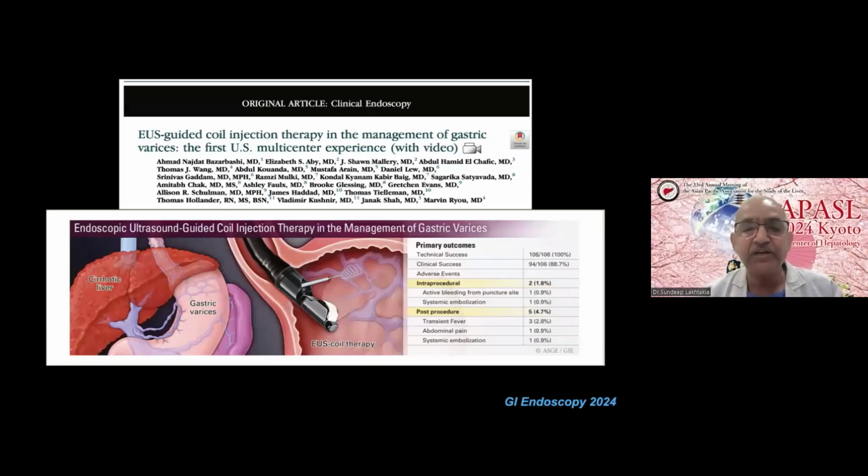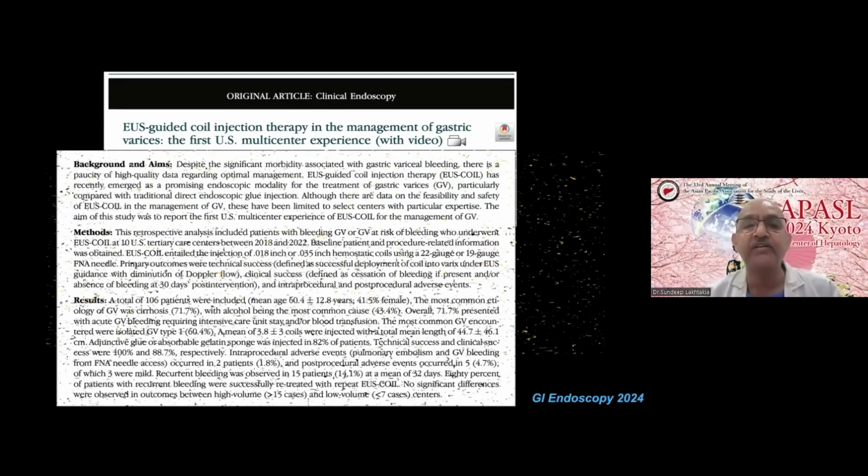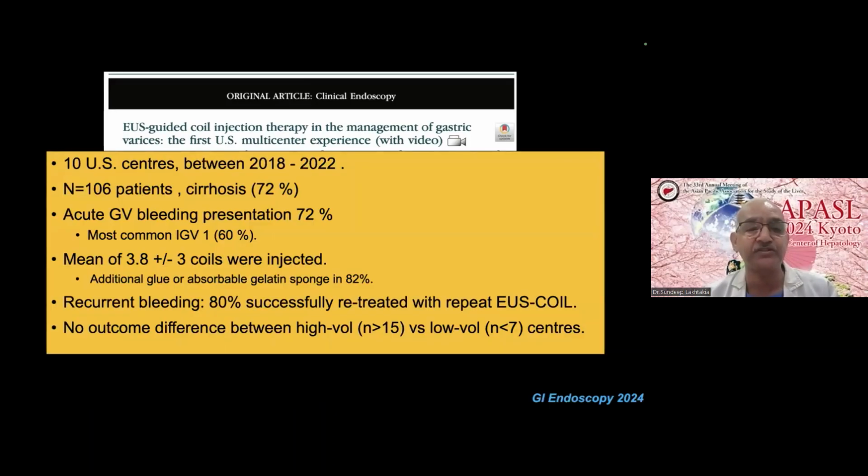A very recent publication this year in January from the EUS collaborative group of 10 centers has shown that not only is technical success 100%, the clinical success is also very high. And adverse events, both intra-procedural and post-procedure, are very few: less than 5% post-procedure and less than 2% intra-procedural, which is quite gratifying. And now it's looking safer in several hands that can do these procedures.